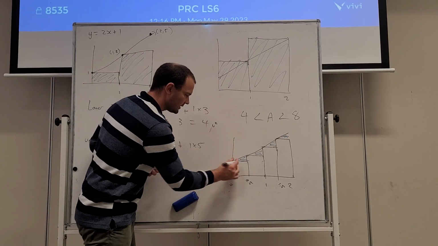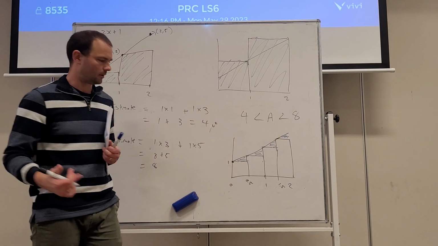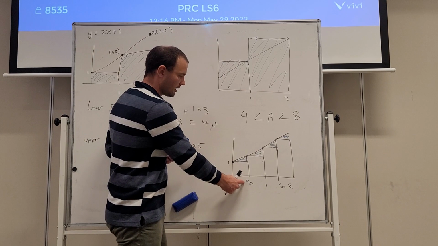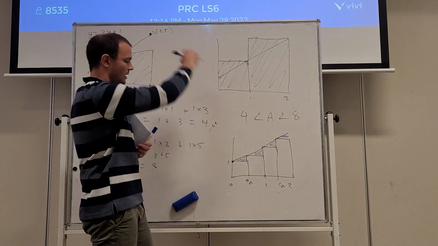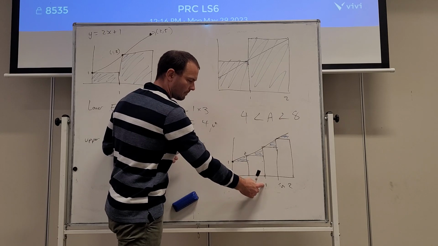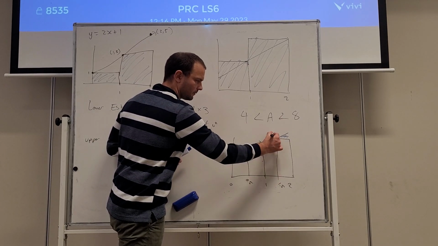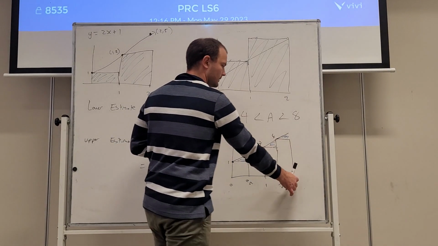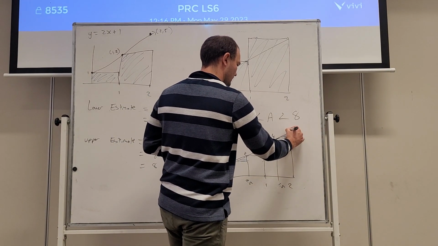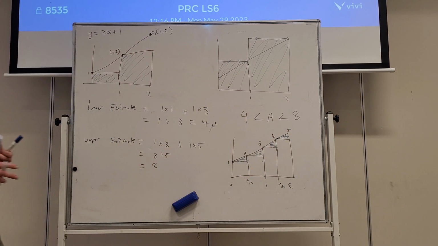So we know here, x is 0, y is 1. I might just list the y coordinates at the top, okay? y is 1. And what's the equation? 2x plus 1. So if we have 2 times half plus 1, that's going to be 2. 2 times 1 plus 1, 3. 2 times 1.5 is 3 plus 1, 4. 2 times 2 is 4 plus 1, 5. So we've got the y values here, and that's going to help us calculate the lower and the upper estimate.